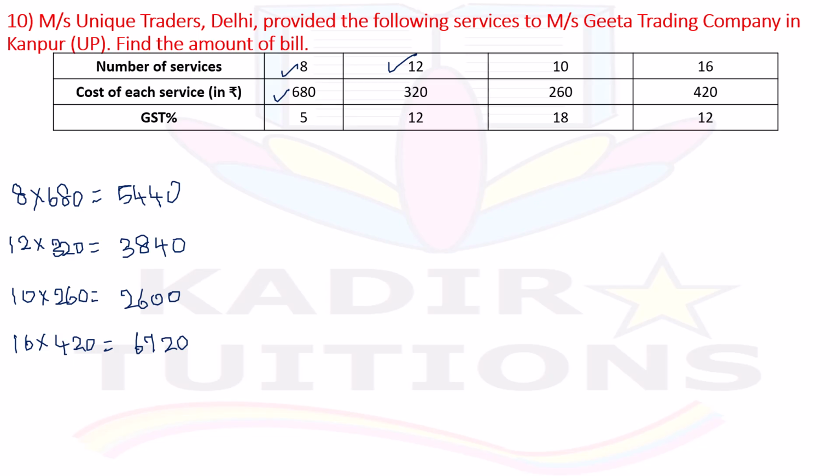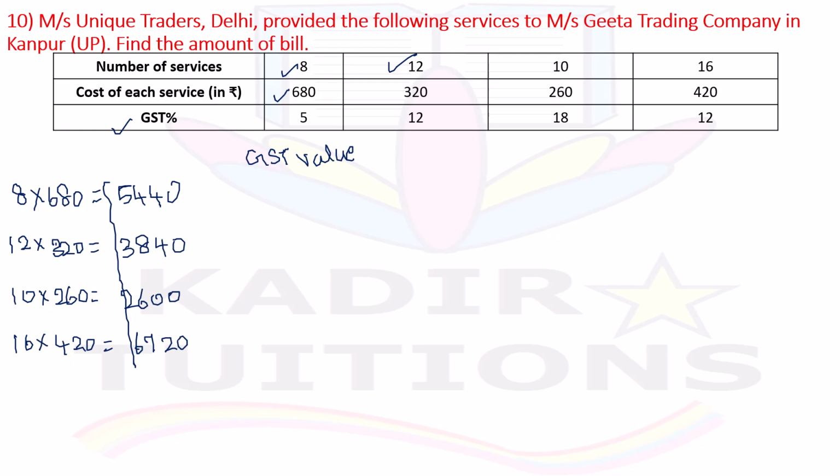Yes. Now we need to find, is there any discount? So no, they did not mention any discount, but the GST percentage is different for all. So we need to find the GST value. So here there is no cost price or selling price. So this is our amount. Okay. So now I need to find the GST value for each and every amount.